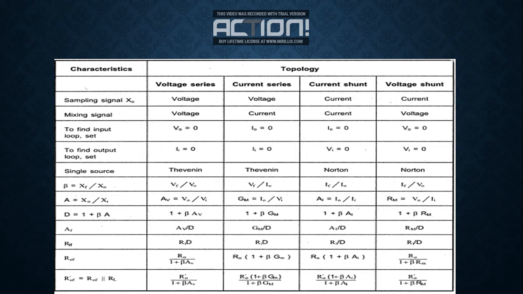The most important thing in solving negative feedback amplifier problems is to find the topology. In negative feedback amplifiers, there are four topologies: voltage series, current series, current shunt, and voltage shunt. These are the four topologies in negative feedback amplifiers.